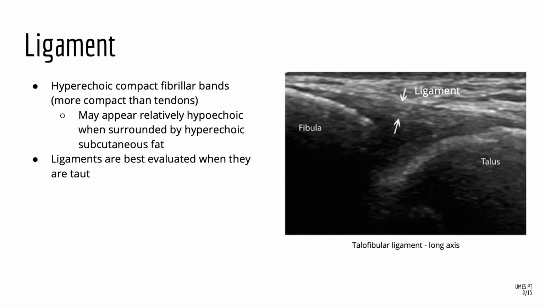Now we're going to talk about ligaments. They're hyperechoic, compact, fibrillar bands. They're more compact than tendons, and they may appear relatively hypoechoic when surrounded by this hyperechoic subcutaneous fat, so it's just a relative thing. They're best evaluated when they are taut. So the image on the right shows a taut anterior talofibular ligament connecting the talus to the fibula with compact hyperechoic bands.